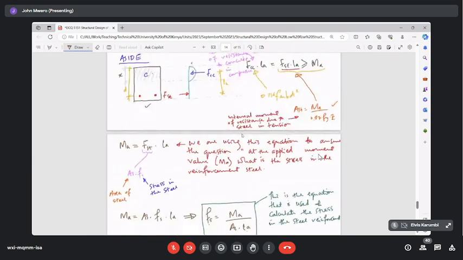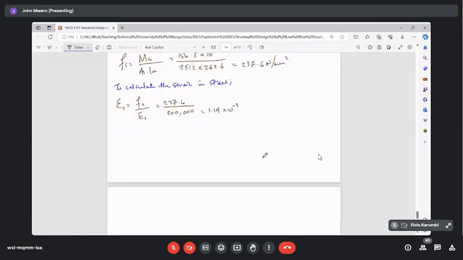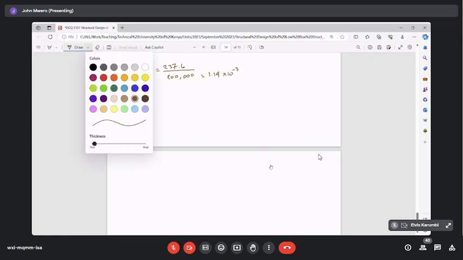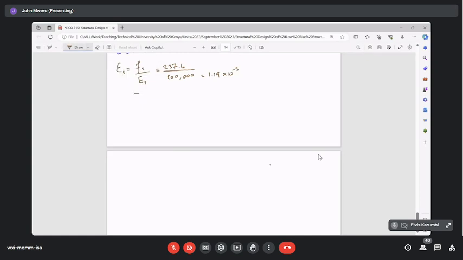Then we are asking ourselves, the cracking doesn't occur there, it occurs at the edge here. So how do we calculate the strain of the concrete at the edge, the outermost fiber? That's what we want to calculate next. So we'll redraw this section and put in the numbers.